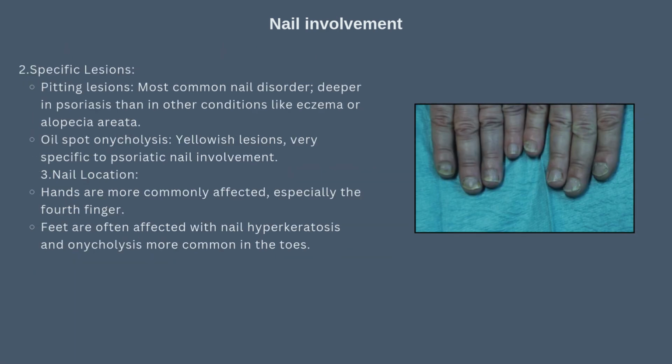2. Specific lesions: pitting lesions, most common nail disorder, deeper in psoriasis than in other conditions like eczema or alopecia areata. Oil spot onycholysis, yellowish lesions, very specific to psoriatic nail involvement. 3. Nail location: hands are more commonly affected, especially the fourth finger. Feet are often affected with nail hyperkeratosis and onycholysis, more common in the toes.